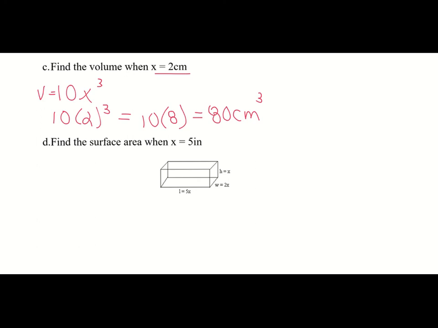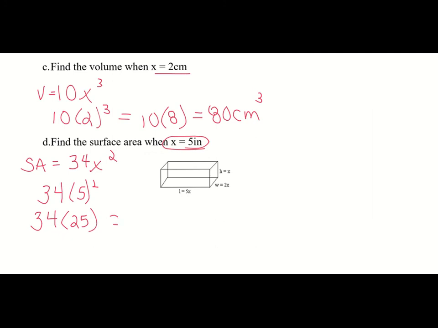centimeters cubed. Now for D, for surface area, remember when we simplified that formula, we came up with the surface area based on our dimensions was equal to 34x squared. So now x is 5 inches. We're going to do 34 times 5 squared. We know that 5 squared is 5 times 5, or 25. So now we're going to do 34 times 25, and that is going to give us 850 inches squared, because surface area is always square units. So it'll be 850 inches squared for our final answer there.